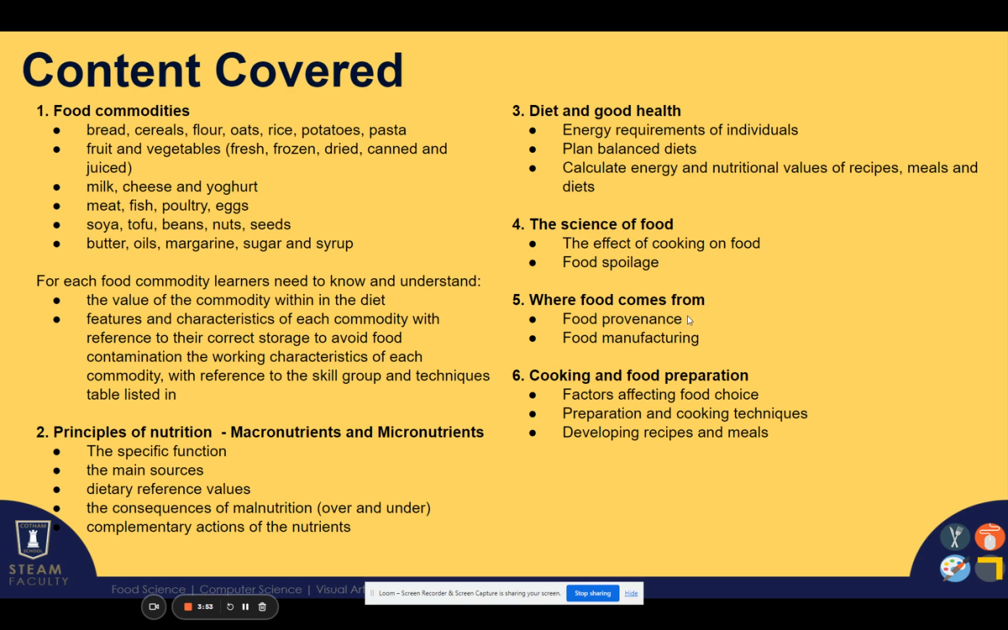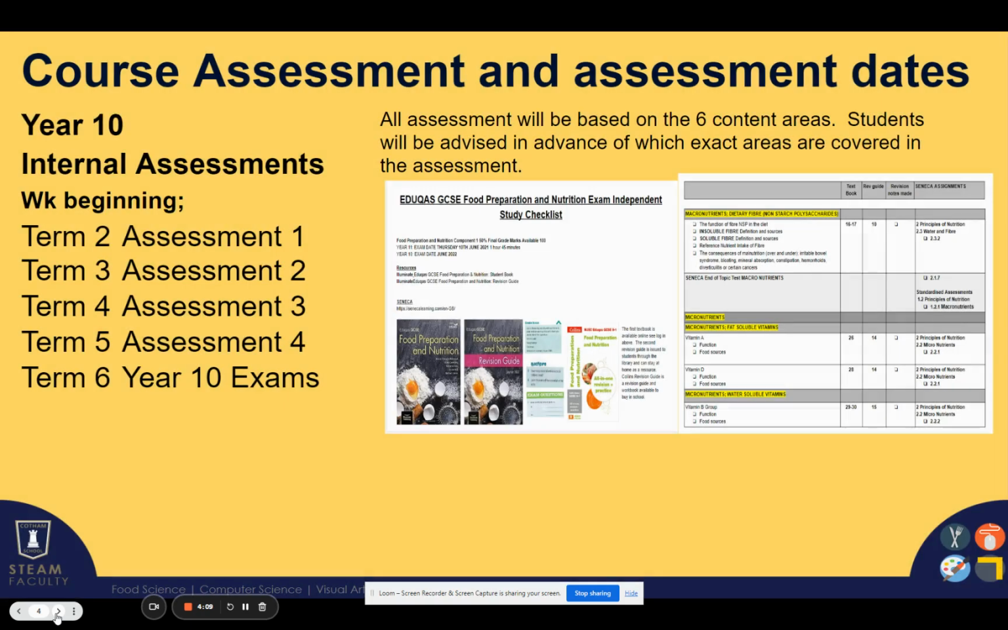We look at where food comes from, so food provenance, food manufacturing, and factors affecting food choice, such as religion, culture, travel, income and age. We also look at preparation and cooking techniques, and then we look at developing recipes and meals.